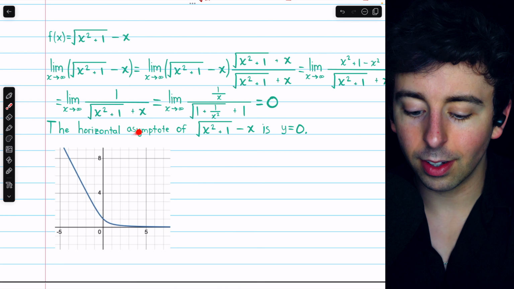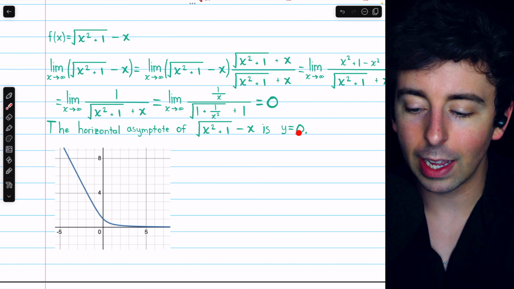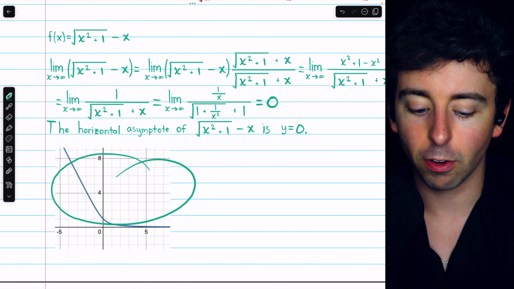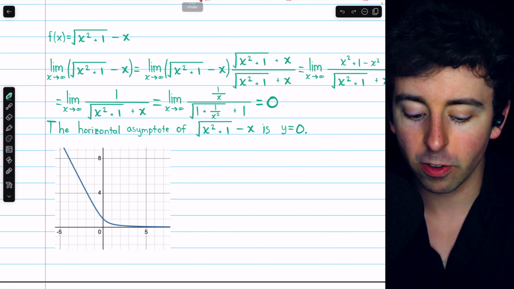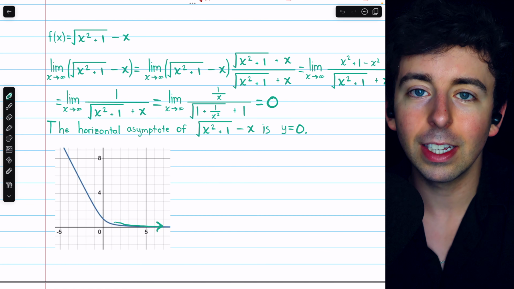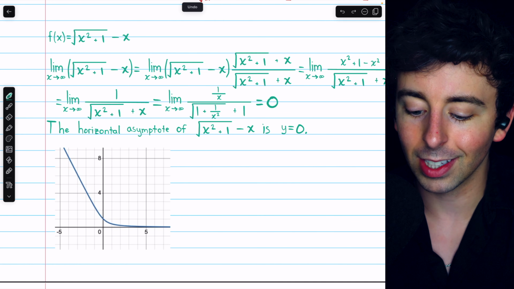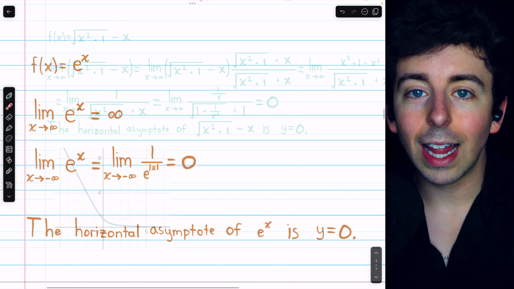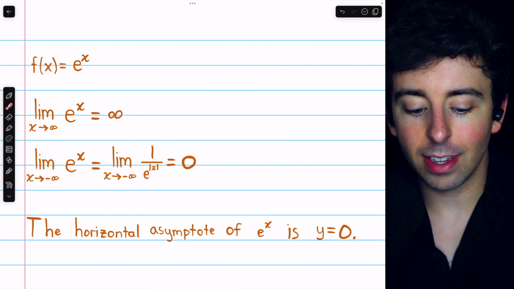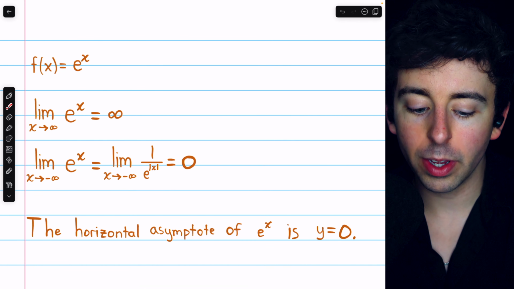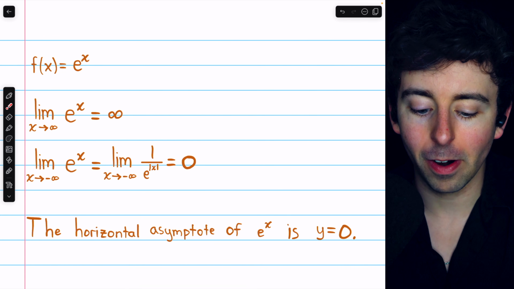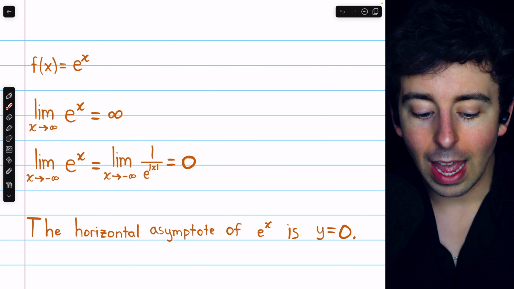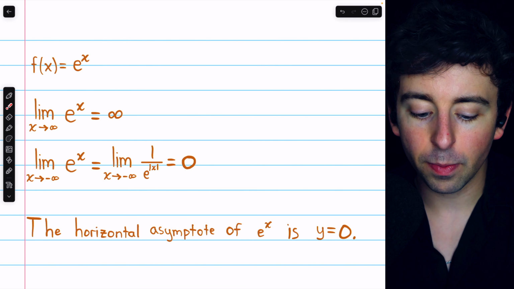So the one horizontal asymptote of this function is y equals 0, and we can see that here in the graph. As x goes to negative infinity, the function gets arbitrarily large, but as x goes to positive infinity, the function approaches that horizontal asymptote of 0. One last quick example is f of x equals e to the x. Hopefully you know as x goes to positive infinity, e to the x just gets arbitrarily large. That limit is infinite.